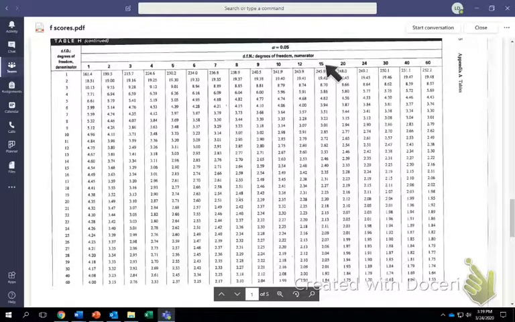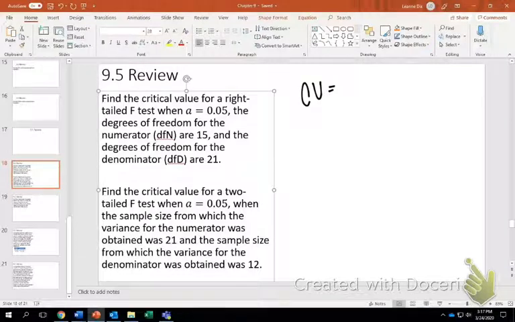And then my degrees of freedom of the denominator is 21. So I'm going to scroll down. Oops, not very good at scrolling down. So I'm going to scroll down until I get to 21, which looks to be right here. All right, so this is my value, 2.18, and that's how you find the critical value. Do the same process again for the next one.